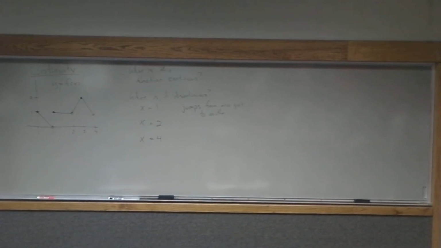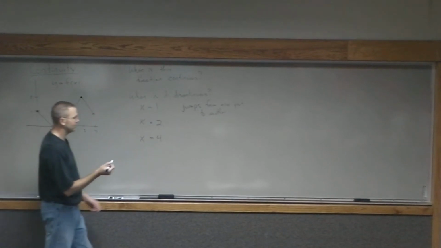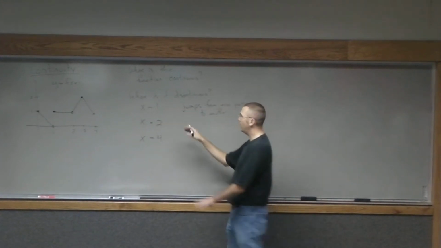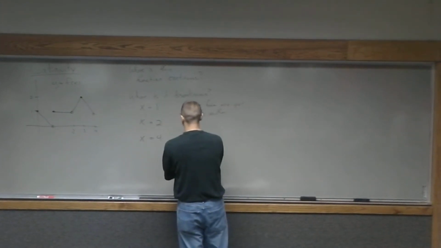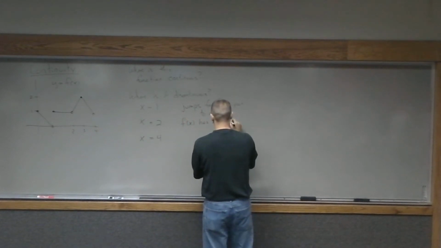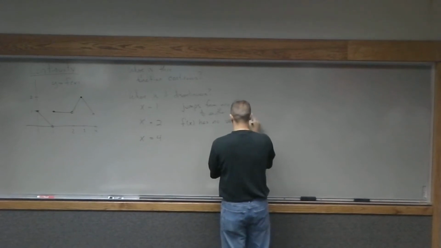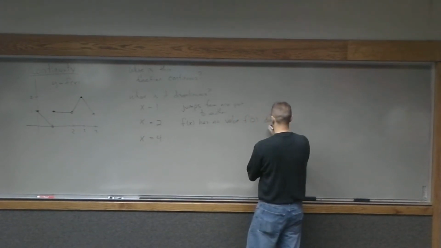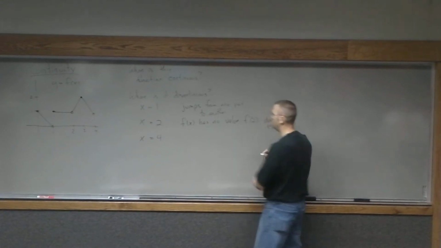What happens at x equals 2? Okay, there's a hole. What does that hole represent or indicate? There's no value at that particular point. Okay? At x equals 2, f of x has no value. f of 2 does not exist. Okay. That's the problem that we have there.